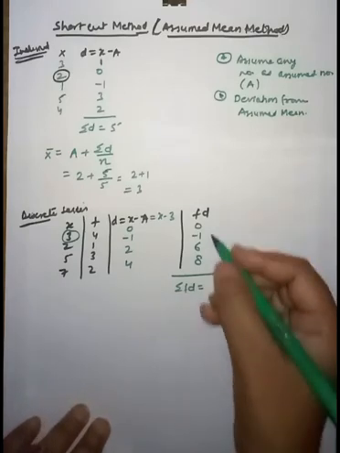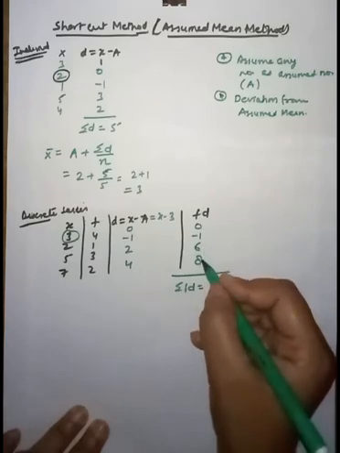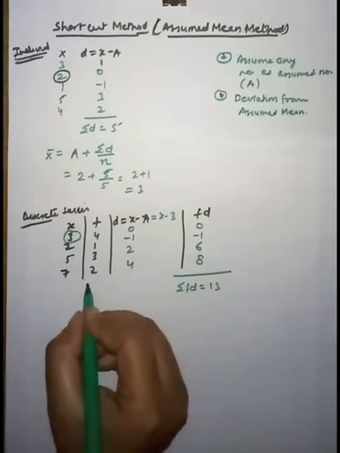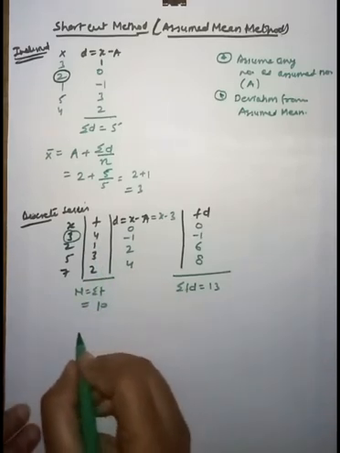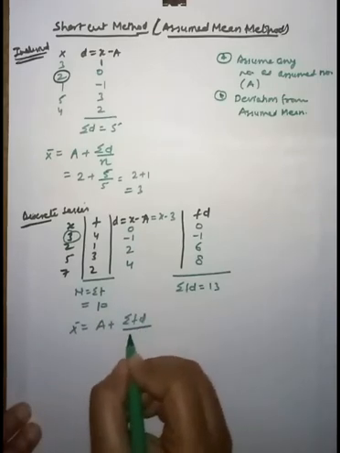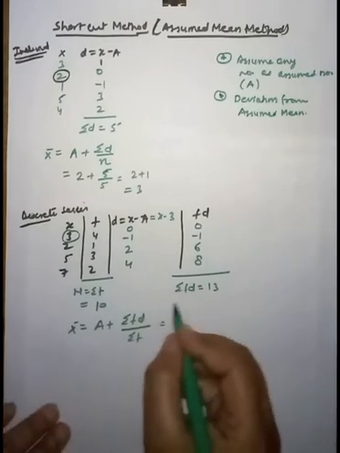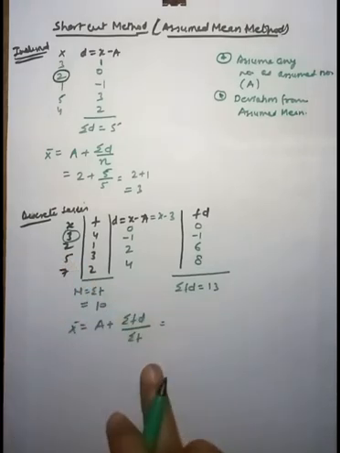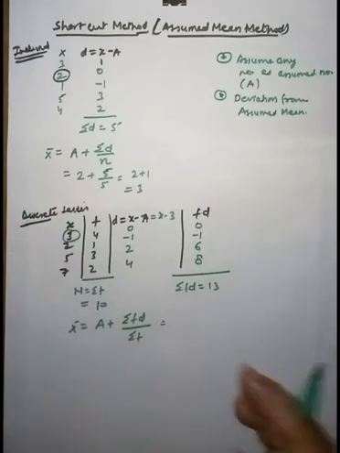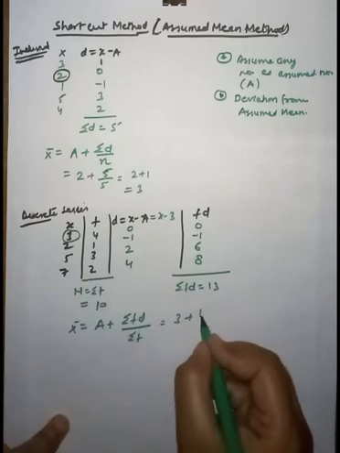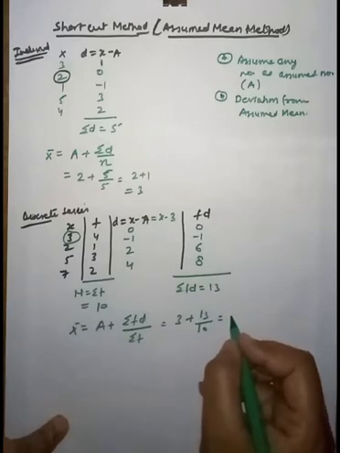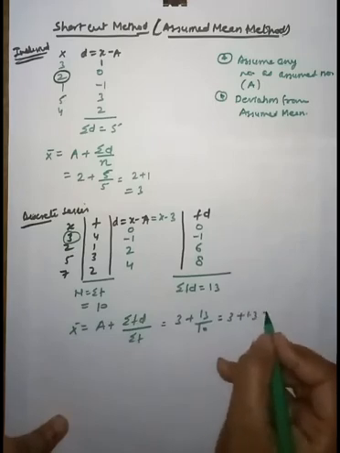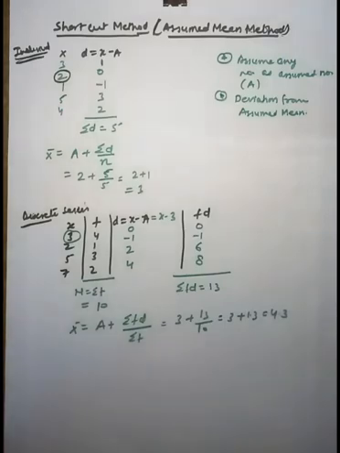The sum of the deviations from the assumed mean is 8, 6, 14 minus 1, it means 13. And the summation of f is 10. Now using the formula, a plus summation fd upon summation of f. This is the shortcut method formula for the discrete series. So a is 3, summation fd is 13 upon 10, which comes 1.3. So 3 plus 1.3 comes 4.3. So this is the discrete series.